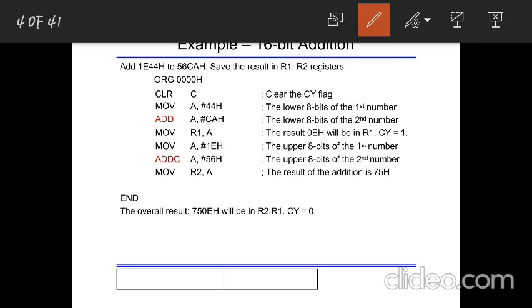So before I took 2001 and 2002, right? So here this is a 16-bit data and this is a 16-bit data. Save the result in R1 and R2 registers. This is the question they have given, one 16-bit value and the other 16-bit value.